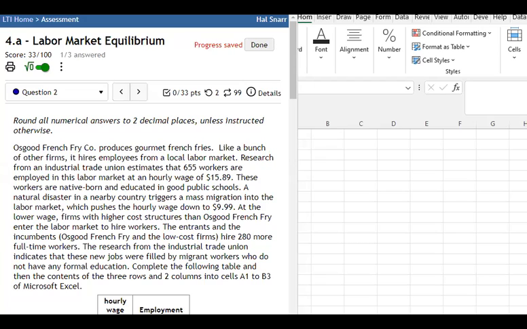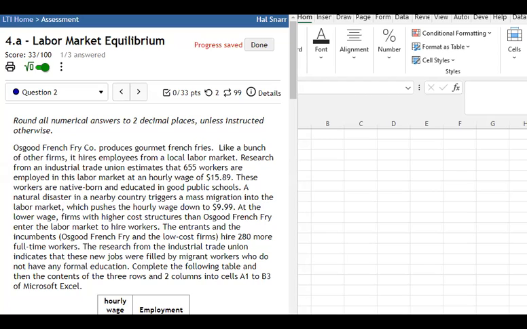All right, in this lesson, question 2 of 4A labor market equilibrium, we're going to do a deep dive on labor demand. We're going to get a feel for how we observe empirically the employer side of the labor market.